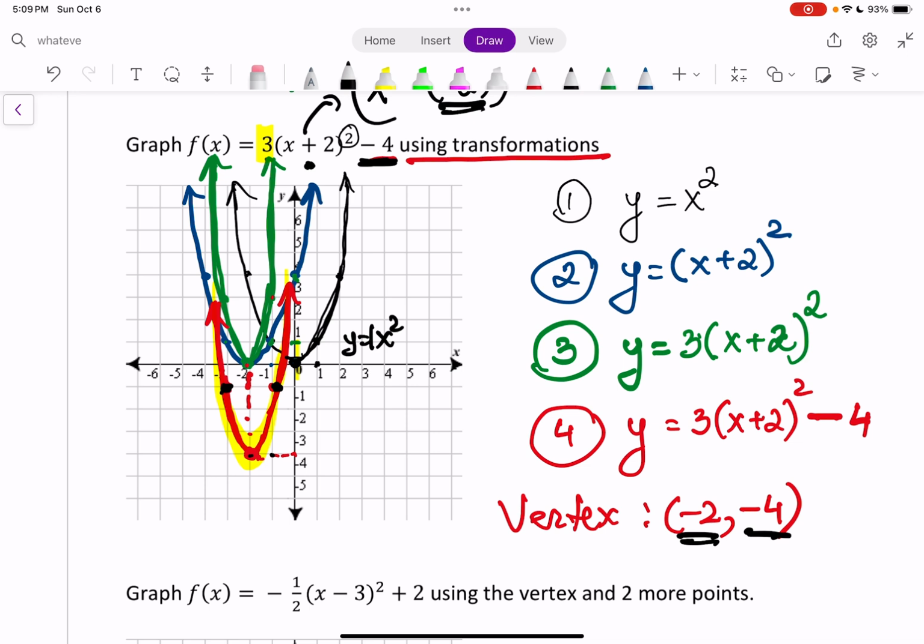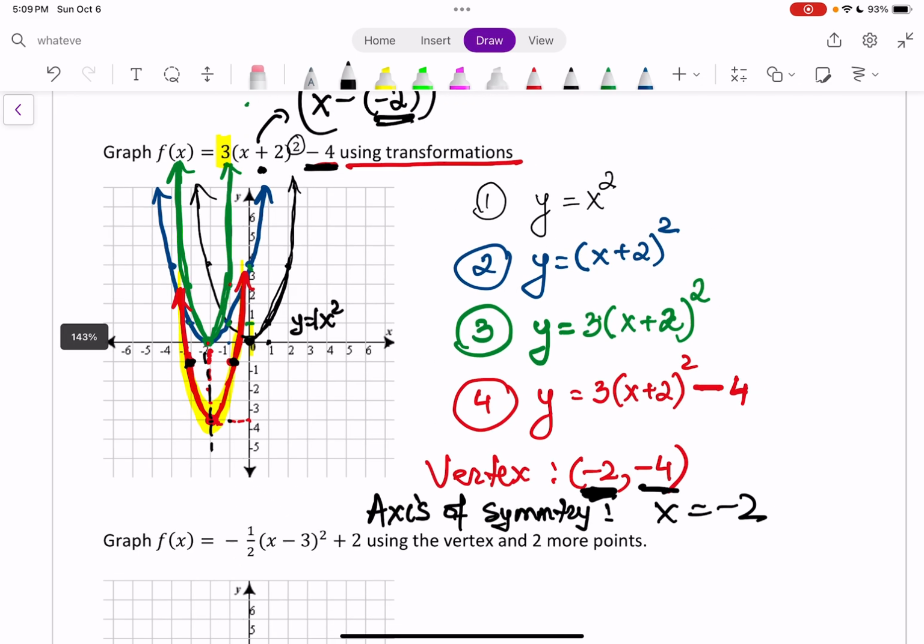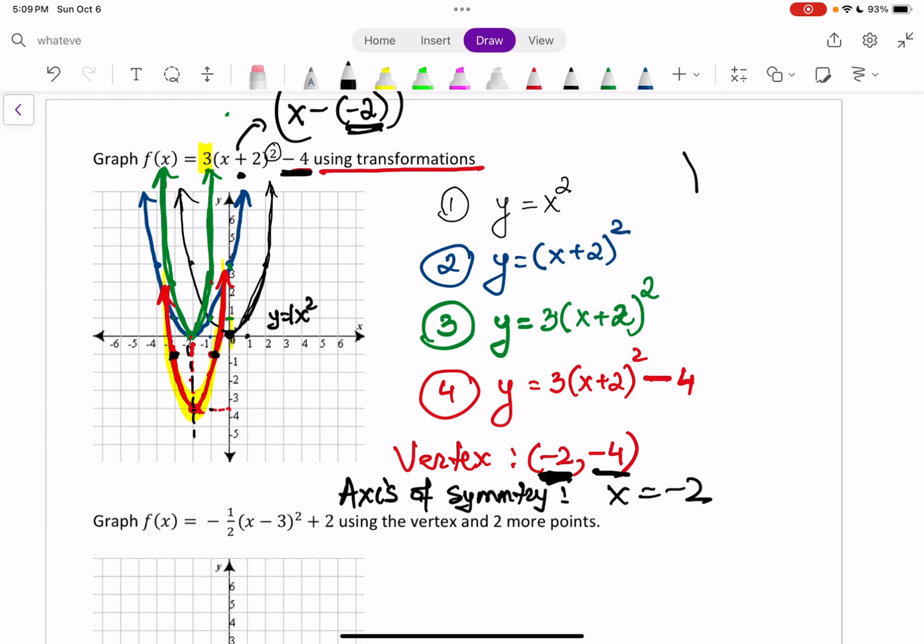Now that we have the vertex, can you also tell me what's the equation of the axis of symmetry? The axis of symmetry is this vertical line that goes through the vertex. So right here, that's the axis of symmetry. As such, being a vertical line, it has equation x equals the x coordinate of the vertex, so x equals -2, as you see.